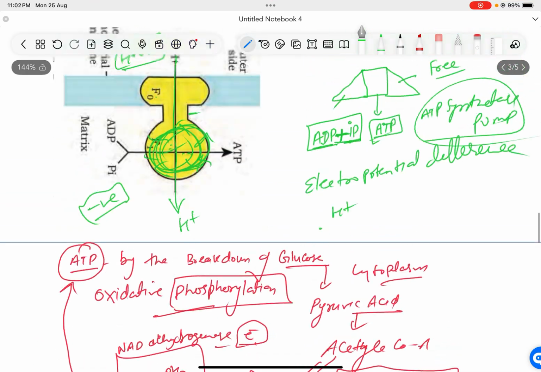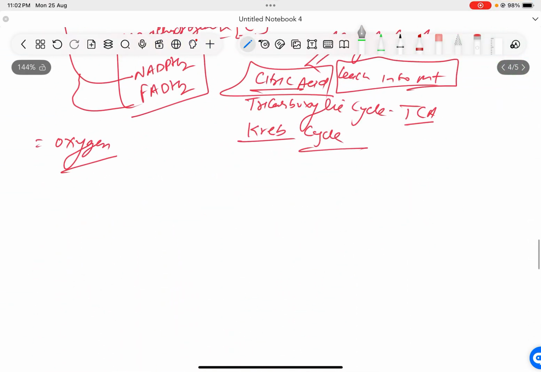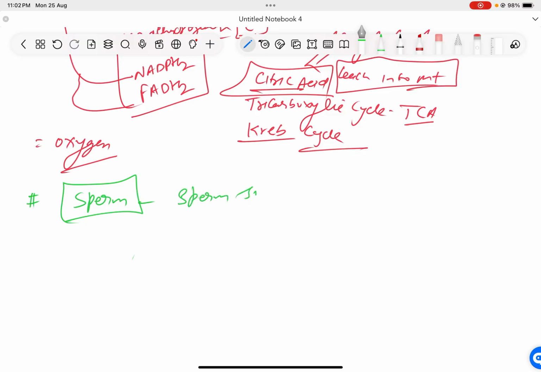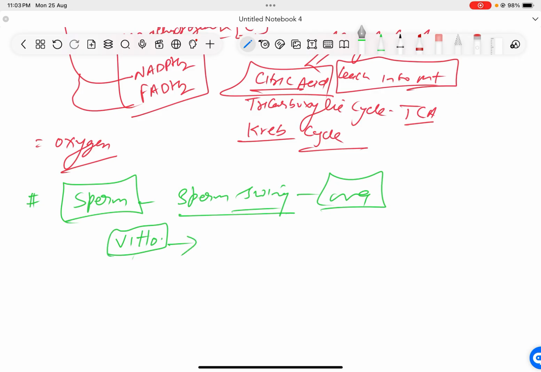The mitochondria number is high in highly metabolic cells. For example, the middle piece of sperm contains a very high amount of mitochondria to provide energy for movement. When sperm swim inside the vagina to reach the ovum, they require energy, so sperm contain a high amount of mitochondria. Similarly, during vitellogenesis, the formation of egg, the number of mitochondria is very high in these cells.